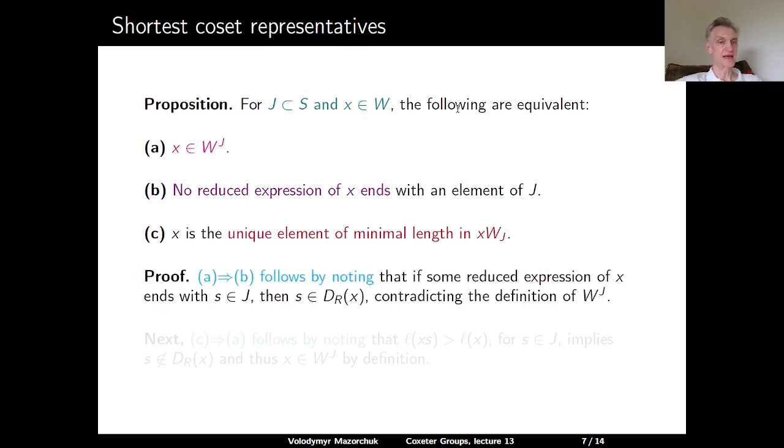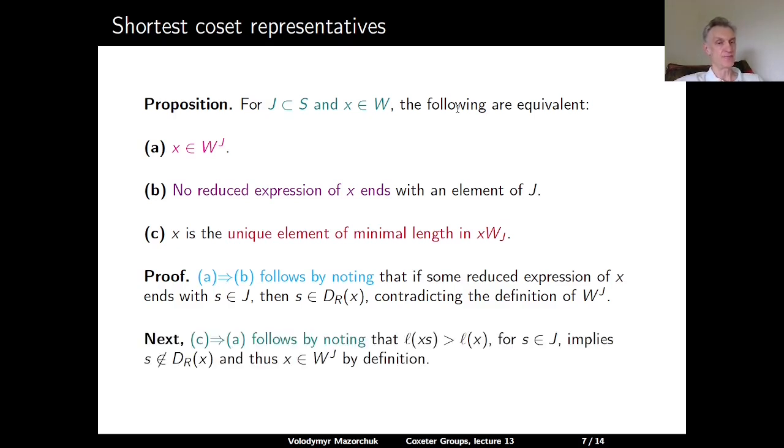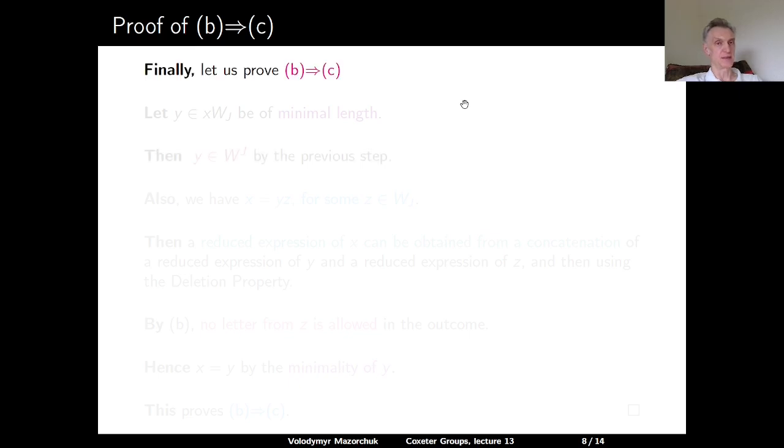Proof. The fact that A implies B follows if we know that if some reduced expression of x ends with some element s in J, then s is by definition in the right descent set of x, and this contradicts the definition of W^J. The fact that C implies A follows if we know that if we have s in J, and the length of xs is greater than the length of x, this means that s is not an element in the right descent set of x, and so x belongs to W^J by definition. So we only need to prove that B implies C.